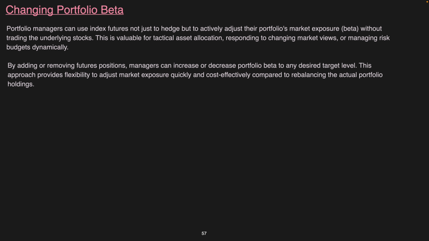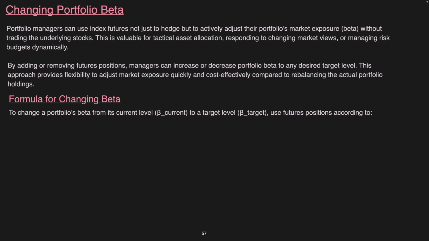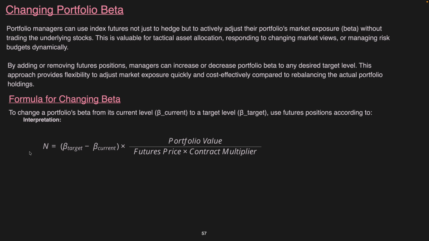See, by adding or removing futures positions, managers can increase or decrease the portfolio beta to any desired target level. Suppose somebody wants a higher beta or lower beta, the change in the portfolio volatility can be achieved by adding or reducing futures contracts accordingly. So what should be the formula for changing the beta? To change the beta, a very simple, same formula: the number of contracts to be hedged for any change in your beta is the target beta minus current beta, into portfolio value divided by future price into the contract multiplier.